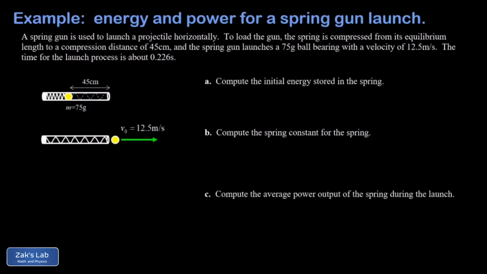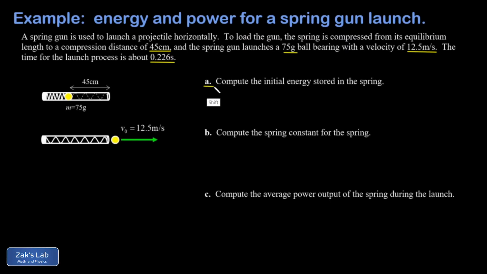In this video, we're looking at a spring gun that's launching a ball bearing, and we're told the spring is compressed from its equilibrium length to a compression distance of 45 centimeters. The ball bearing is 75 grams, and it comes out of the gun at 12.5 meters per second, and we're also told the time for the launch process. And there's three parts to the question.